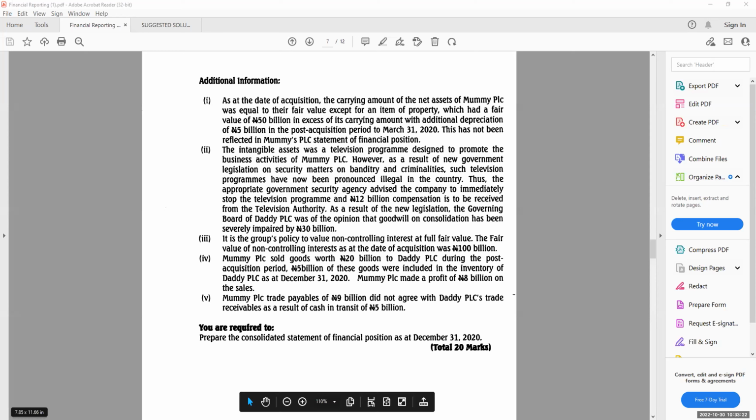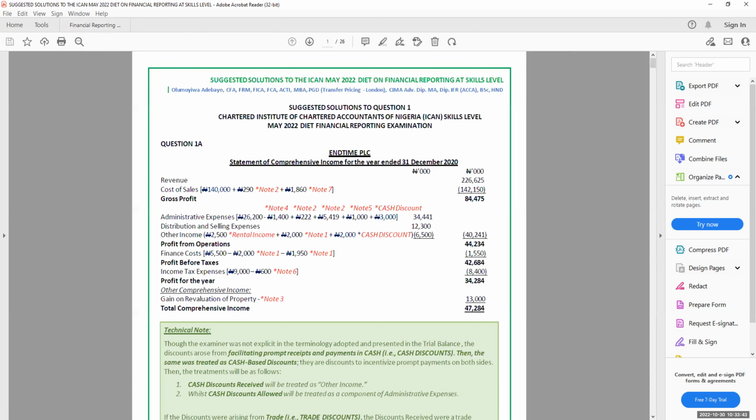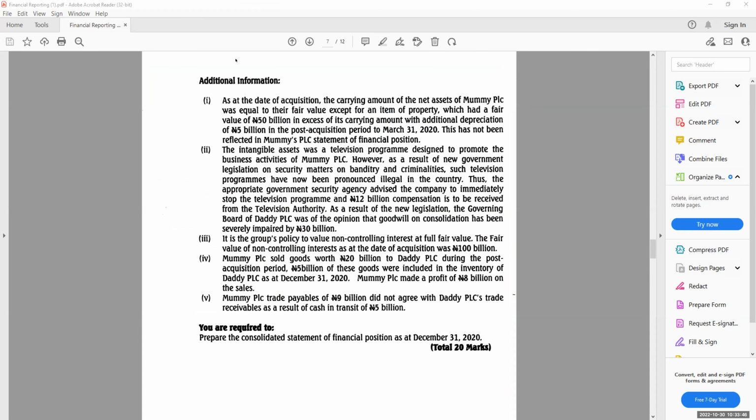2. The intangible asset was a television program designed to promote the business activities of Mommy PLC. However, as a result of new government legislation on security matters, on banditry and criminalities, such television programs have now been pronounced illegal in the country. The appropriate government security agency advised the company to immediately stop the television program, and 12 billion naira compensation is to be received from the Television Authority. As a result of the new legislation, the governing board of Daddy PLC was of the opinion that goodwill on consolidation has been severely impaired by 30 billion naira.